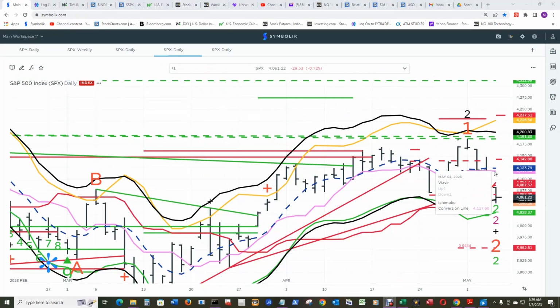If it does that, it has the conversion line to contend with, and the middle band of the Stark band in dashed blue, that's a 9 EMA on the conversion line and a simple 9 on the mid band of the Stark bands.